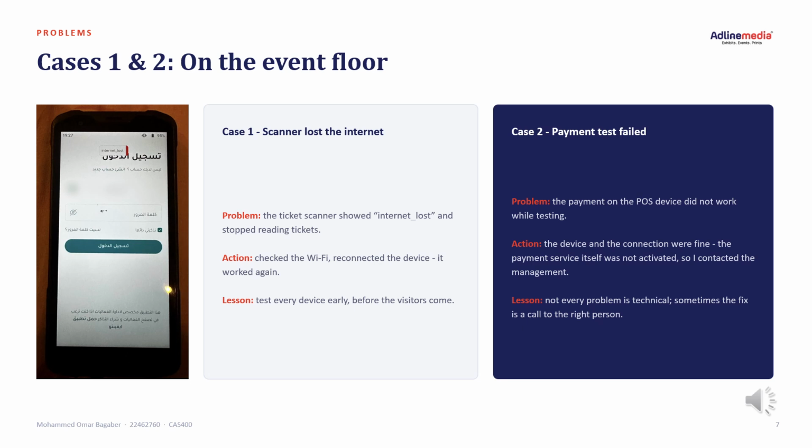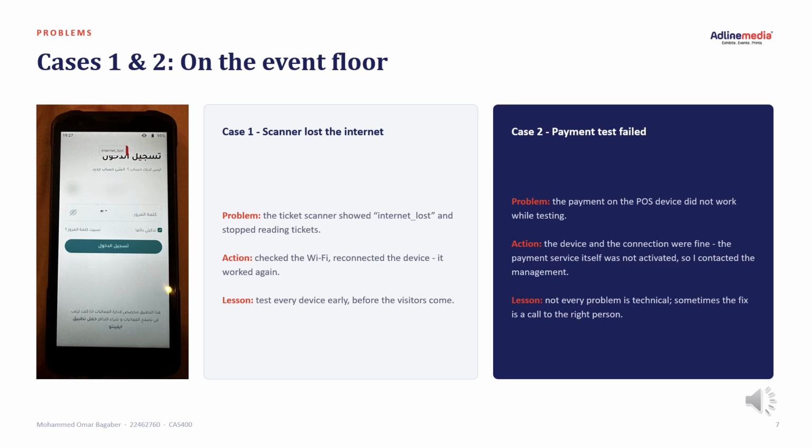The first case happened during the preparation for an event. The ticket scanner you can see in the picture on the left showed the notification saying internet lost. The device stopped reading the ticket because the scanner needs the internet all the time to check the ticket from the platform. What I did, I checked the Wi-Fi, reconnected the device again, and it worked normally. The lesson: test every device before visitors come.